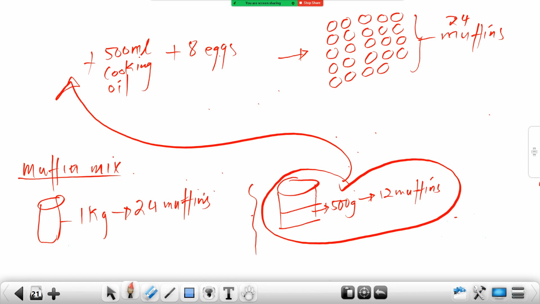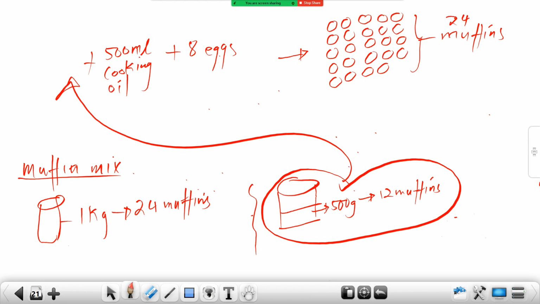So in this case, the muffin mix that I have is not enough. If it's not enough, it becomes my limiting reactant. What is it limiting? It is limiting the number of muffins that I am going to have.